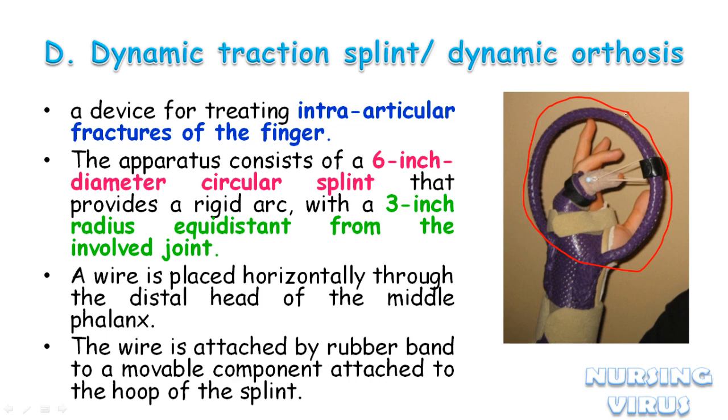This circular splint gives a rigid arc with a 3-inch radius equidistant from the involved joints. The wire is placed horizontally through the distal head of the middle phalanx. So here you can see it will be fixed with the wire through the middle of the bone of the finger. The wire is attached by a rubber band to a movable component attached to the hoop of the splint.